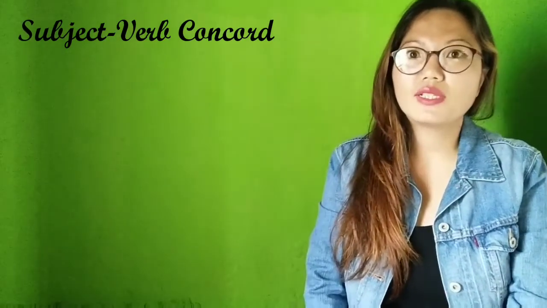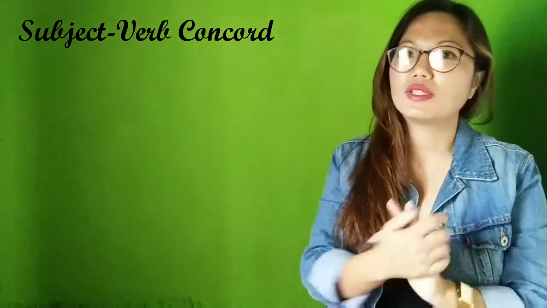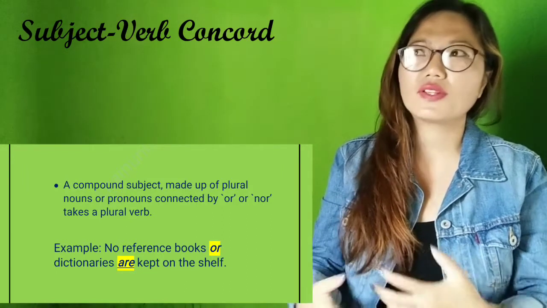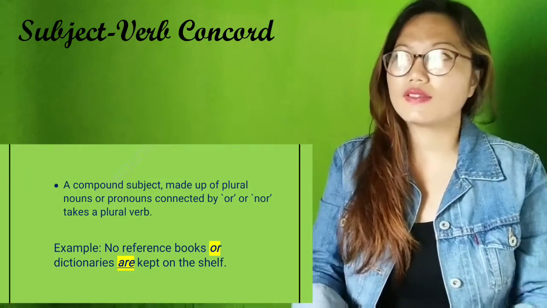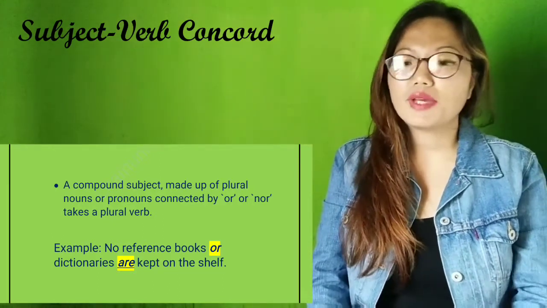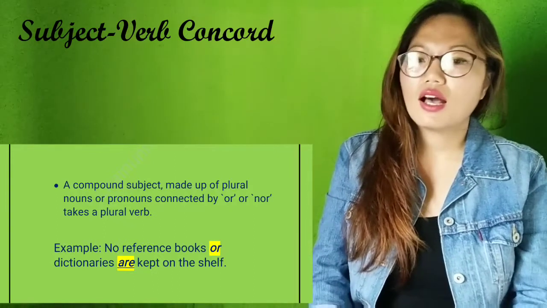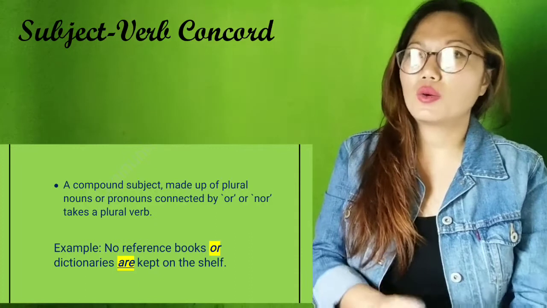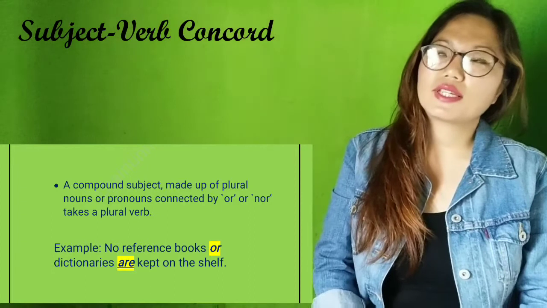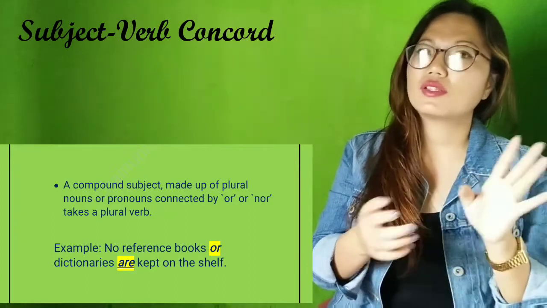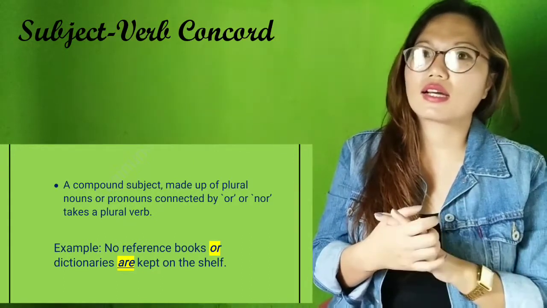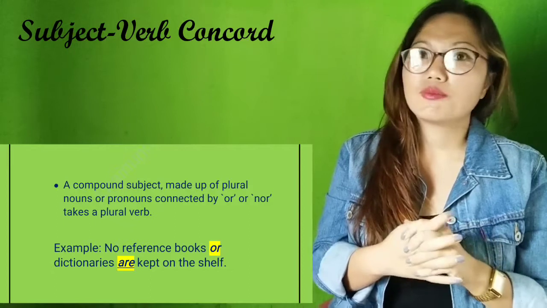Next, we have rule number 4. Rule number 4 and rule number 3 are confusing because, if you don't study them carefully, they look kind of similar. So rule number 4 says, a compound subject made up of plural nouns or pronouns connected by or, nor takes a plural verb. So a compound subject can be made up of a combination of plural nouns or pronouns connected by or, nor. Those kinds of compound subjects take plural verbs.